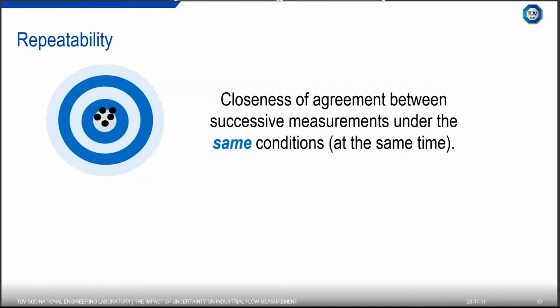Also repeatability, that's another term that's commonly used. And this is a closeness of agreement between successive measurements under the same conditions at the same time. So how many times can your instrument give the same reading over and over again when it's done under the same conditions at the same time?